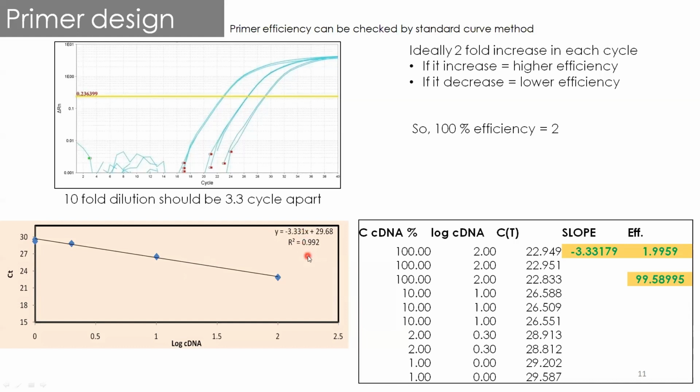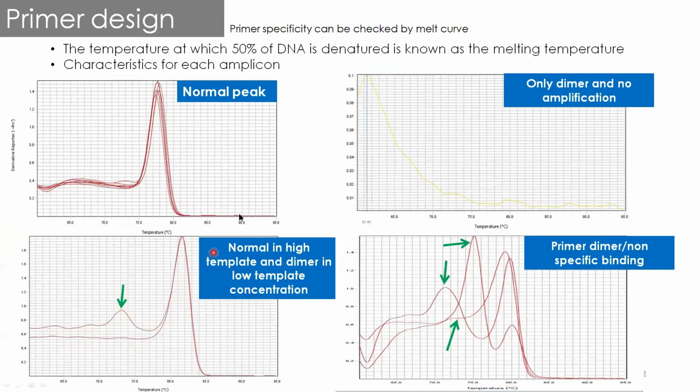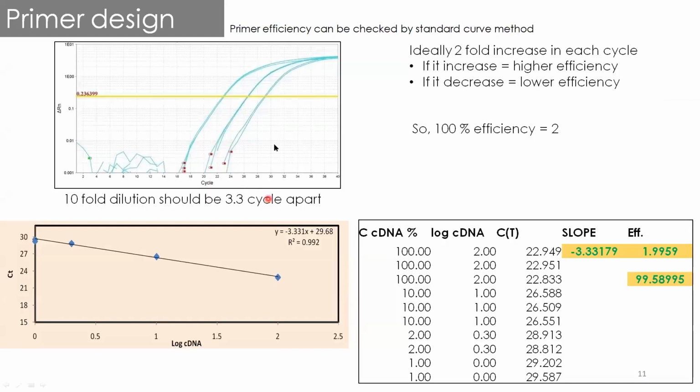If not, if the amplification curves are less than 3.3 cycles apart, it means that your primer efficiency is showing more than 100%. And if the tenfold dilution samples are showing more than 3.3 cycles apart, then it means that it is not 100% efficient. So basically what we need to understand is that 100% efficiency means a twofold rise, and this we will be doing in the practical sessions where we will be doing the curve slope. So this is how you can check the efficiency.